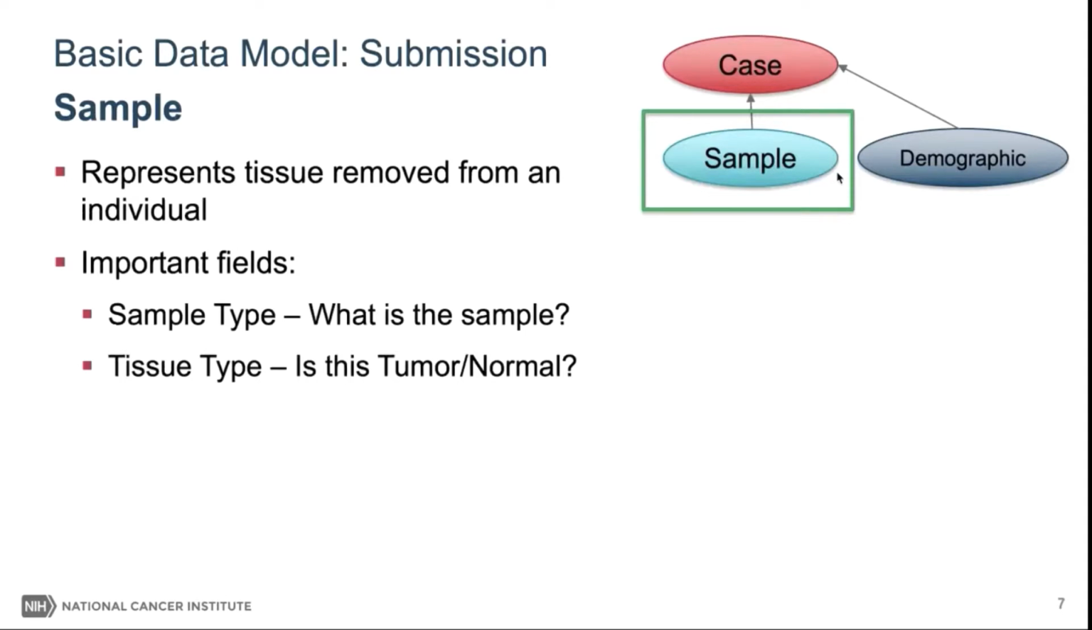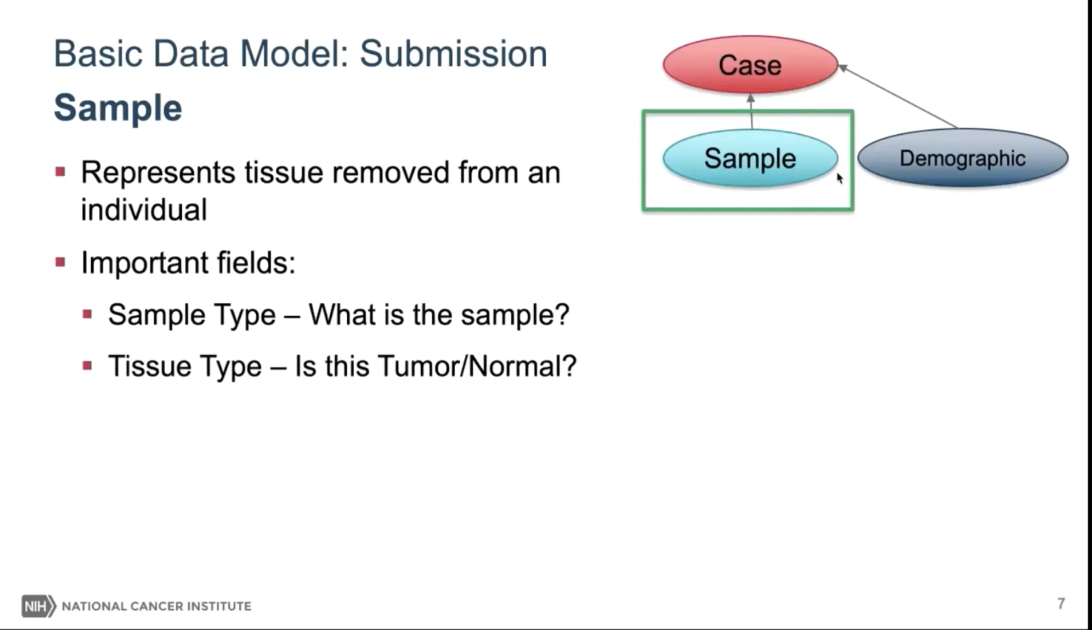Now going into a biospecimen type entity, here's the sample, which is a child to the parent case node. This represents tissue that was removed from an individual. This can be a blood draw, a cheek swab, a tumor excision. These are all valid examples of what a sample would represent in the GDC. Two very important fields that are required on the sample entity are the sample type, which is a representation of what the sample is. So this would tell you if it's a cheek swab or a blood draw.